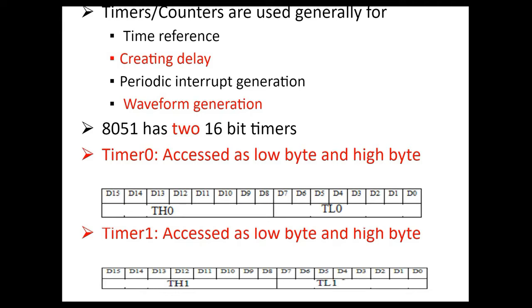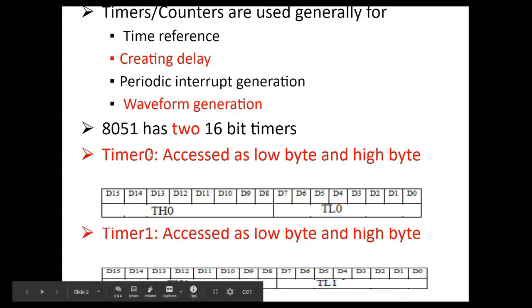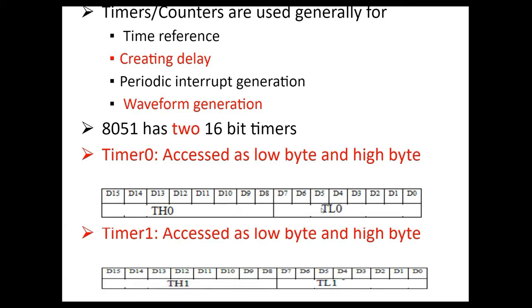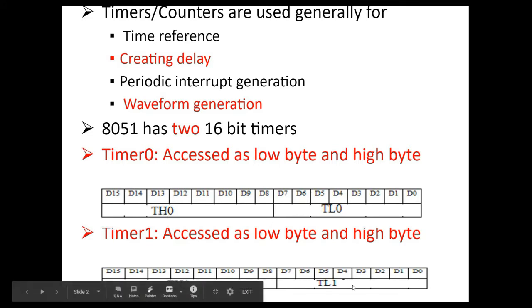Here I'll be explaining how to use the timers to create the delay or to generate the waveform of different clock frequency. So 8051 has two 16-bit timers called timer 0 and timer 1, and both are 16-bit wide, and these can be accessed as low byte and high byte. The low byte is referred to as TL0 and the high byte as TH0. If it is timer 1, then the lower byte is called TL1 and the higher byte is called TH1.